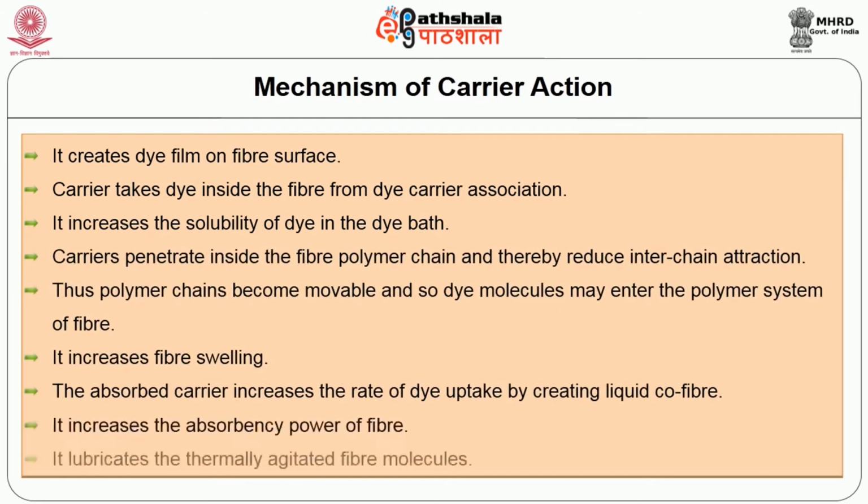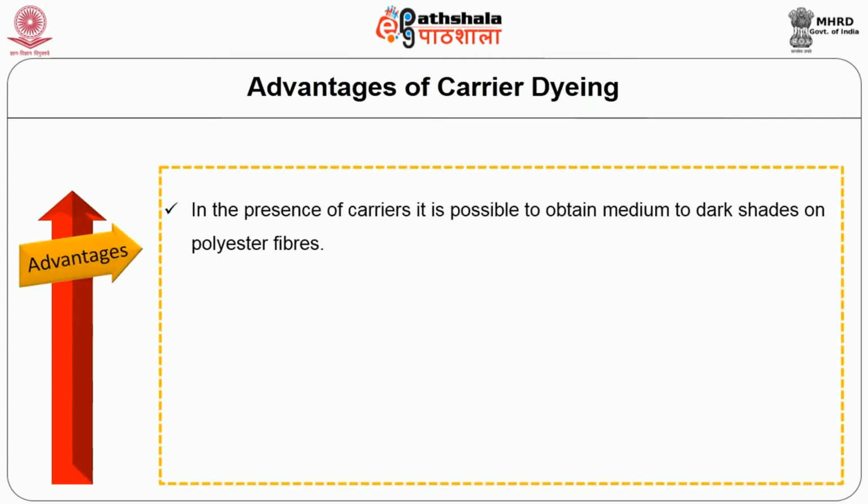It creates a dye film on the fiber surface. Carrier takes dye inside the fiber from dye-carrier association. It increases the solubility of the dye in the dye bath. Carriers penetrate inside the fiber polymer chain and thereby reduce interchain attraction. Thus, polymer chains become movable, and so dye molecules may enter the polymer system of the fiber. It increases fiber swelling. The absorbed carrier increases the rate of dye uptake by creating a liquid core fiber. It increases the absorbency power of the fiber. It lubricates the thermally agitated fiber molecules.